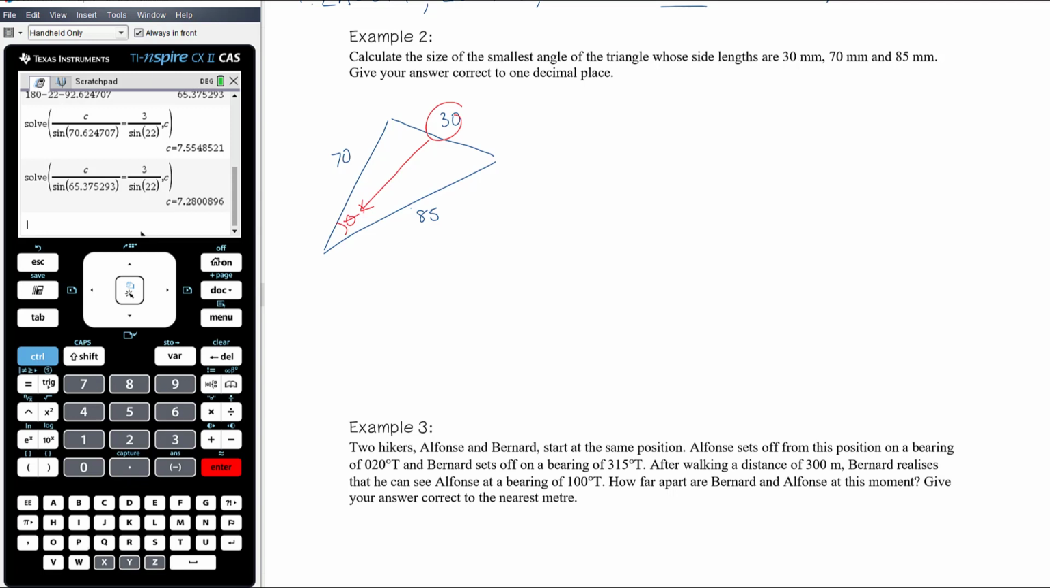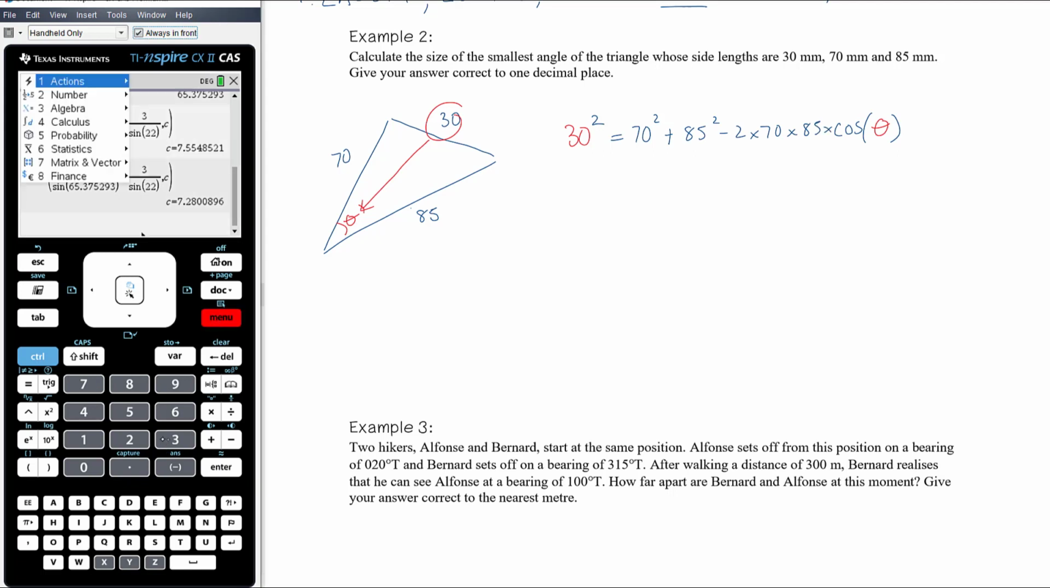Okay, sine rule is not going to be useful to us here because we don't know any angles. So we need to use the cosine rule, which means I'm going to need cos of theta on the end of the equation here, which means I need to use 30 on the left-hand side of the equation here. Alright, so it's going to be 70 squared plus 85 squared minus 2 times 70 times 85 times cos of theta. Alright, let's go to our CAS.